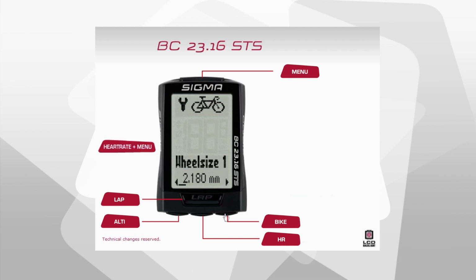Next, you can select the type of your first bike. Choose between mountain bike, race drop, and race hoods. Confirm your selection. Then enter the weight for bike 1. If you also want to use the BC 23.16 for a second bike, repeat these 3 steps for it. Press back to go to the higher menu levels.